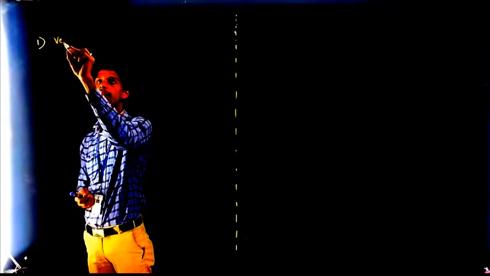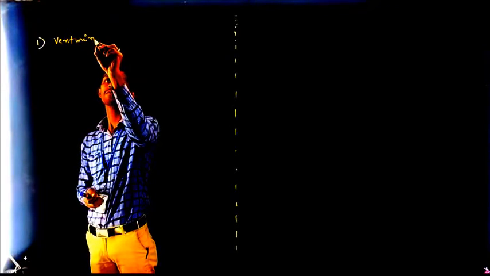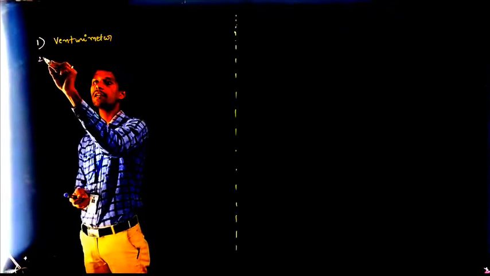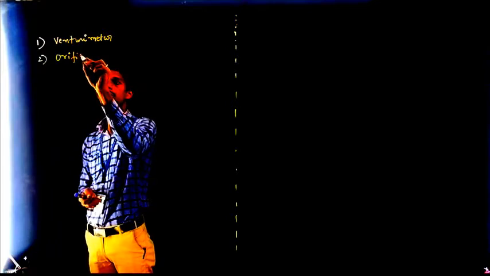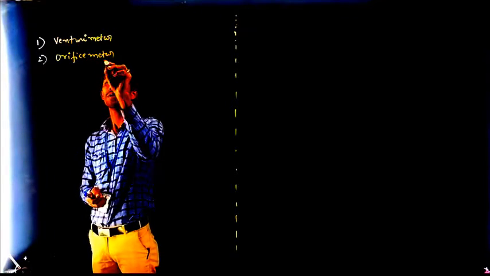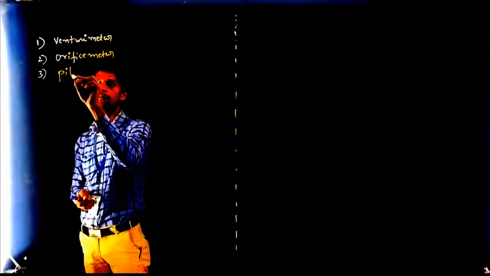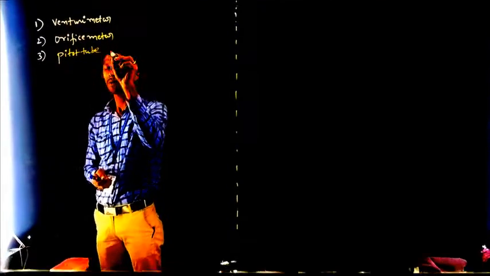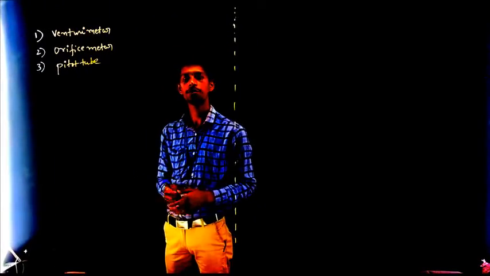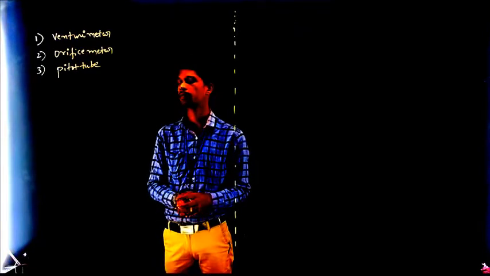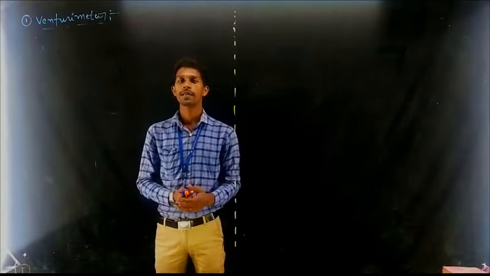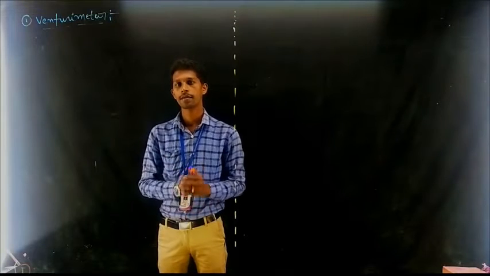On the basis of Bernoulli's equation, three devices are there. One is Venturi meter, second one is RFS meter, and third one is Pitot tube. These three are the devices which are useful to measure the rate of flow through a pipe section. In this session we will discuss the Venturi meter and its equation for rate of flow.